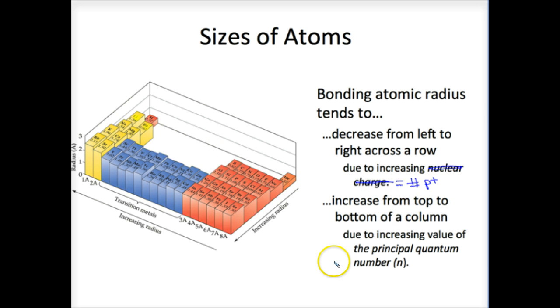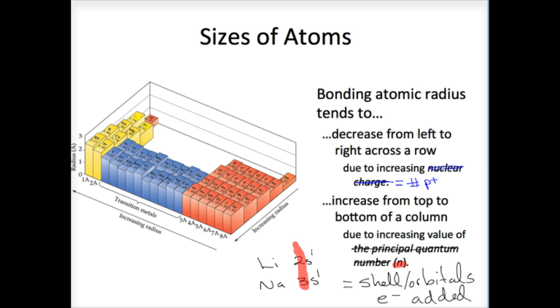Now, from top to bottom has to do with the increasing number in front of our electron configuration. So lithium and sodium are in the first column of the periodic table, the alkali metals. Lithium's on the second row, sodium's on the third row. That number there, that 1, 2, and 3, that's what we're referring to when we say the increasing value of n. In other words, we add a shell of electrons. And so as we add electrons, the orbitals and the shells, we push the electrons further and further away from the nucleus, and the size of the atom increases.